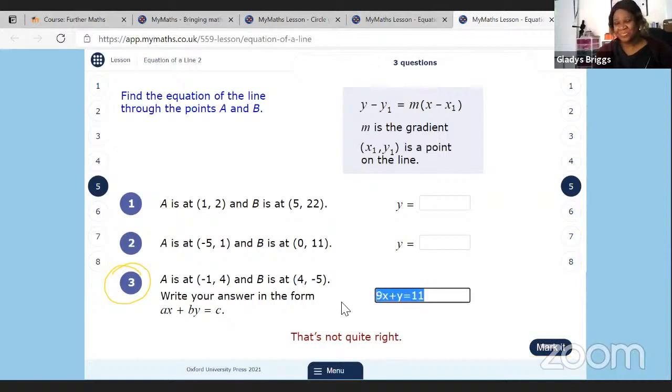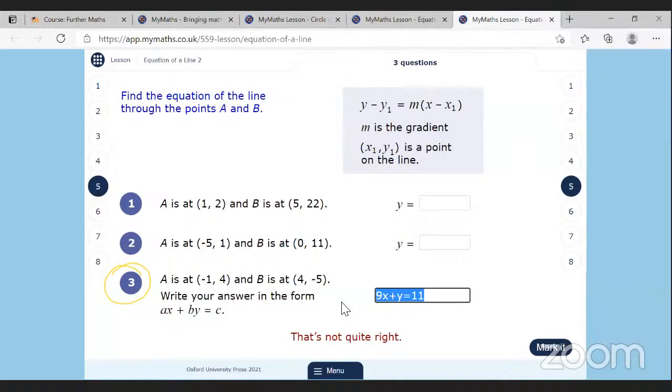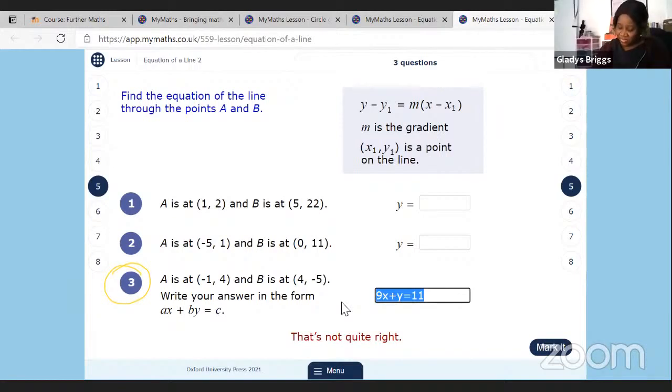What was your answer again? Me? Yeah. Y equals negative x plus 1. Y equals negative x plus 1. Negative x minus y is, y plus x is equal to, I'm not sure. No. Let's see. No.